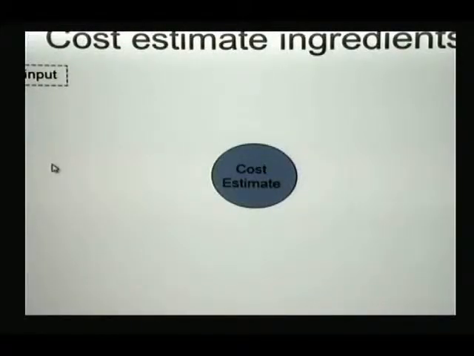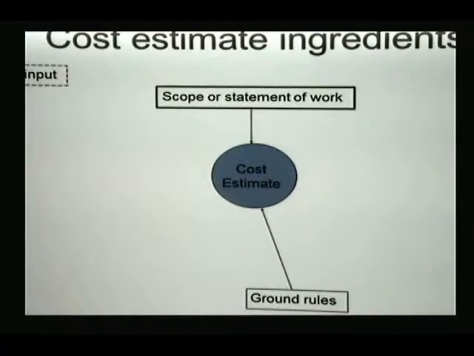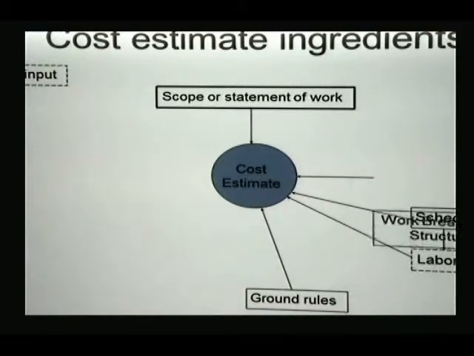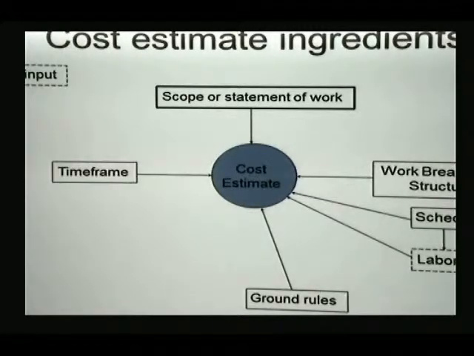So then when we have a cost estimate, that cost estimate is composed by several elements. The scope of work, right? We need to know what the scope of work is. The ground rules, we talked about that before, that was our assumptions. And then you put together a schedule, how long each one of those tasks is going to take from your work breakdown structure. And then that figures out how many labor hours you need to transfer the raw materials into your final product. So you have the time frame that comes from the schedule.